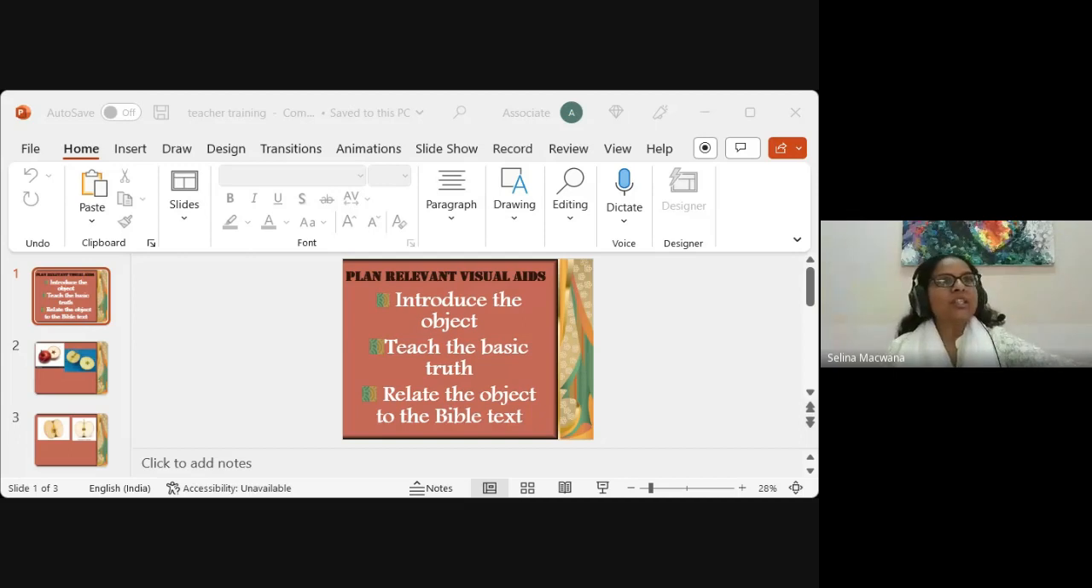So this is a very difficult concept for children to understand, about faith and fear, what fear can do and how faith is important. So you introduce both objects, connect them with what they resemble, and then you're teaching the basic truth.